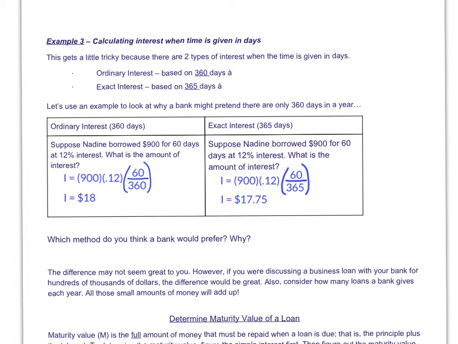So you can see that even though it's not much in this situation, this value is lower than this value. So which method do you think banks prefer and why? Well, I think that they're going to prefer this one on the left, the ordinary interest, and that's because the amount of money paid back to the bank is higher.